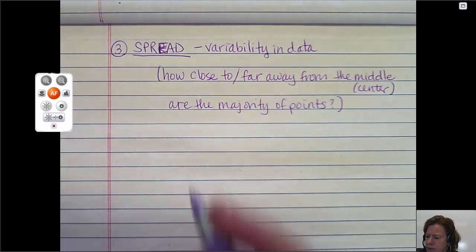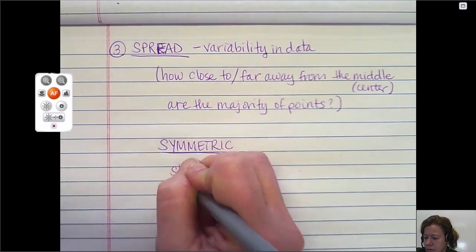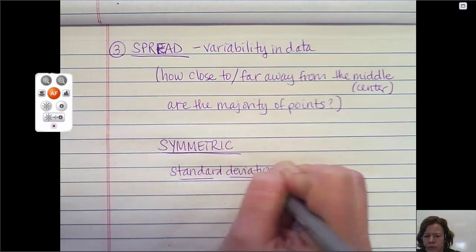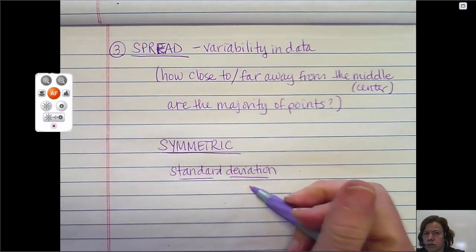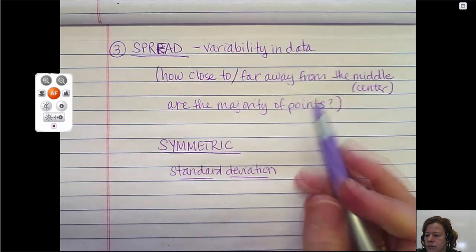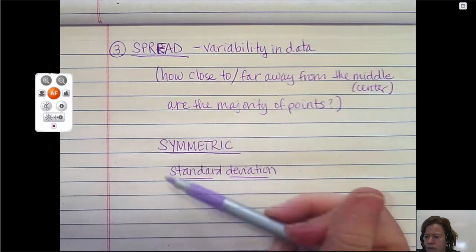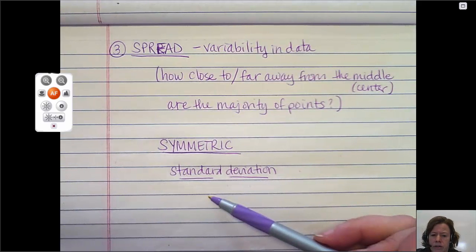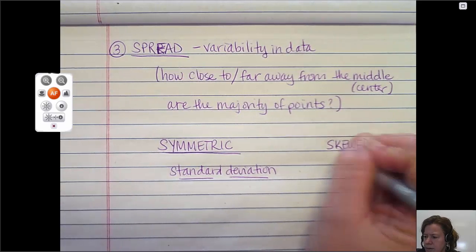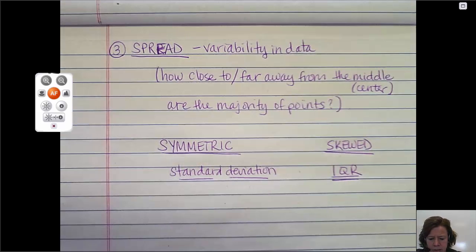So if we're talking about symmetric data again, we'll talk about the standard deviation as a measure of spread. And if you remember from class, the standard deviation is a measure of the distance from the mean. So mean and standard deviation go together, so mean and standard deviation are used to describe center and spread of symmetric data. If we have skewed data, we would use the interquartile range to measure the variability in the data.